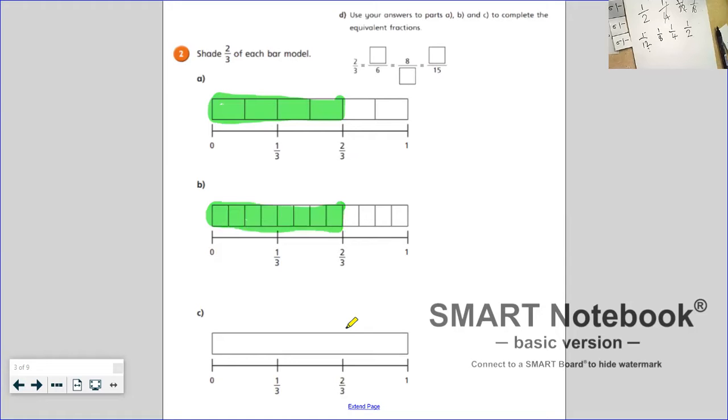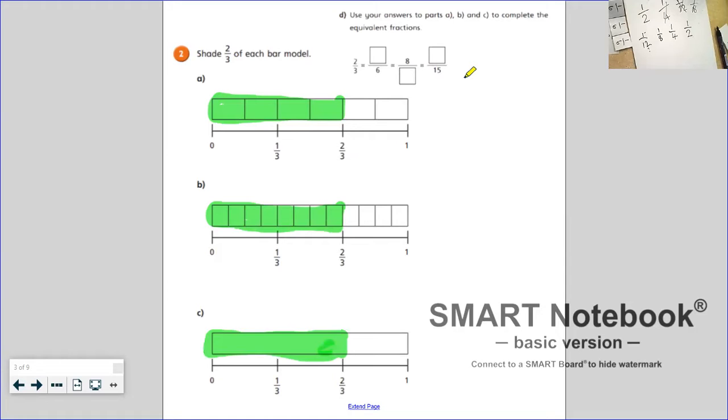Let me move that up to the top. It's in my way. There we go. It says it here. Now, I've shaded in 2/3 of each bar model. That's what it asked me to do. I hope you've done the same.